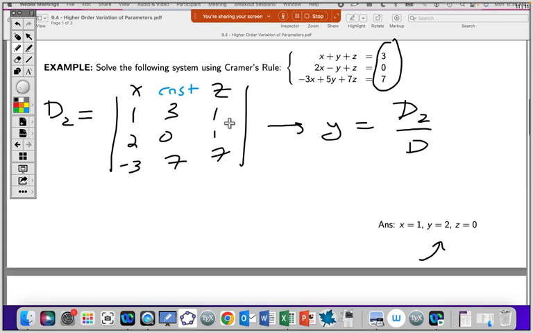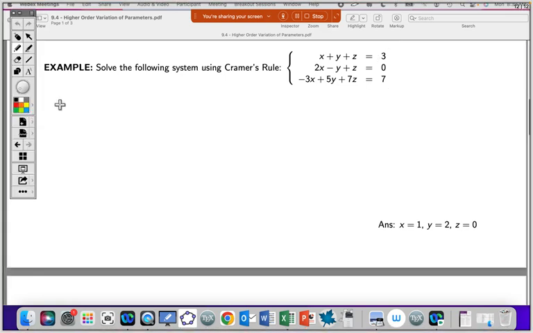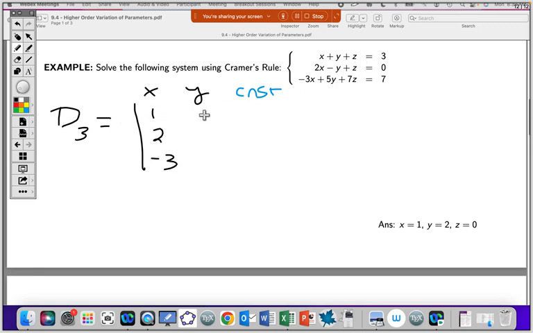And now we've got a z in there. So how do we get the d3? The same way we got the d1 and the d2 for the x and the y. We're going to take, instead of having the coefficients of z in there, d3, you're going to have the coefficients for x and y, but we're going to switch out the coefficients of z for the constant. So x is 1, 2, negative 3. 1, negative 1, 5, and then we switch this out, 3, 0, 7.